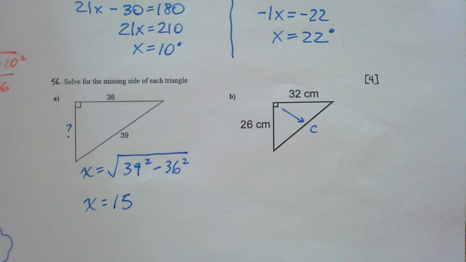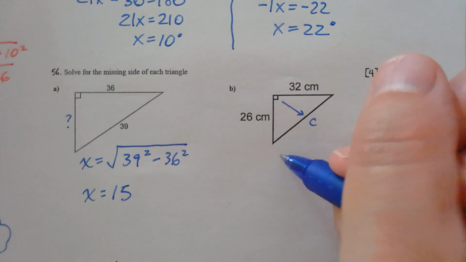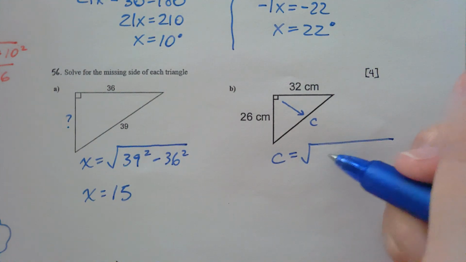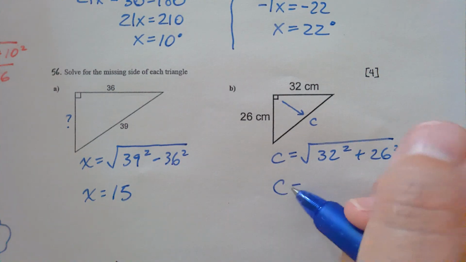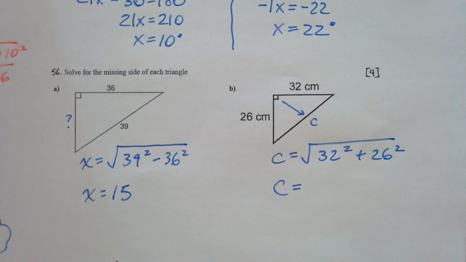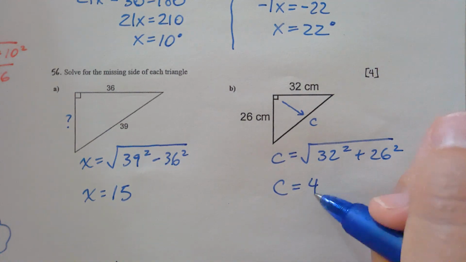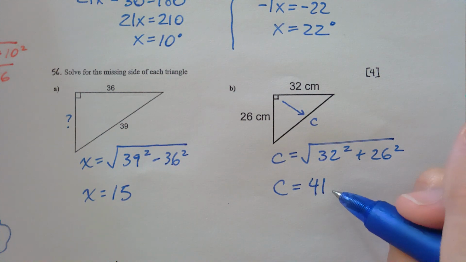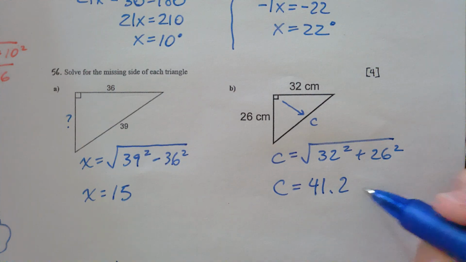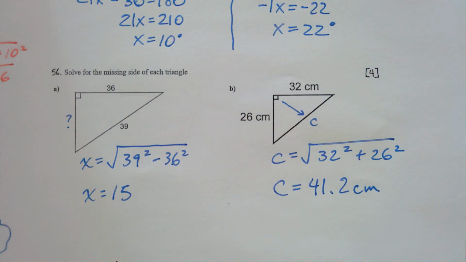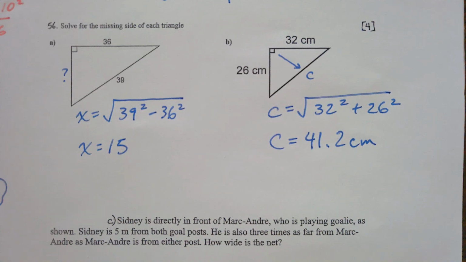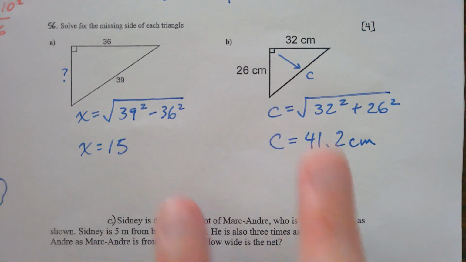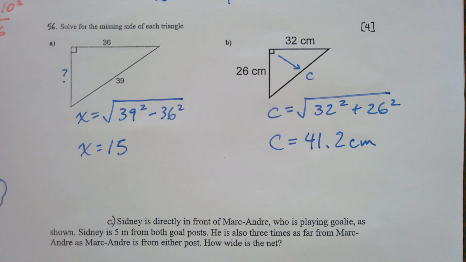And then this one, I'm looking for the hypotenuse. How I know is because it's right across from that 90-degree symbol. So that C equals, I'm adding them. Okay. And so, Margaret, what did you get for this one? 41.2. Okay. Don't forget units, centimeters. Okay. Nice and easy. If you see Pythagorean theorem on the exam, it should be easy marks.